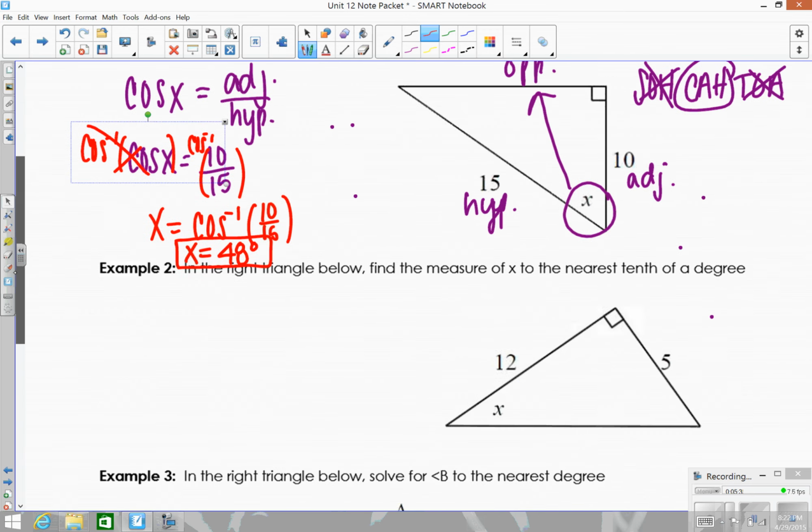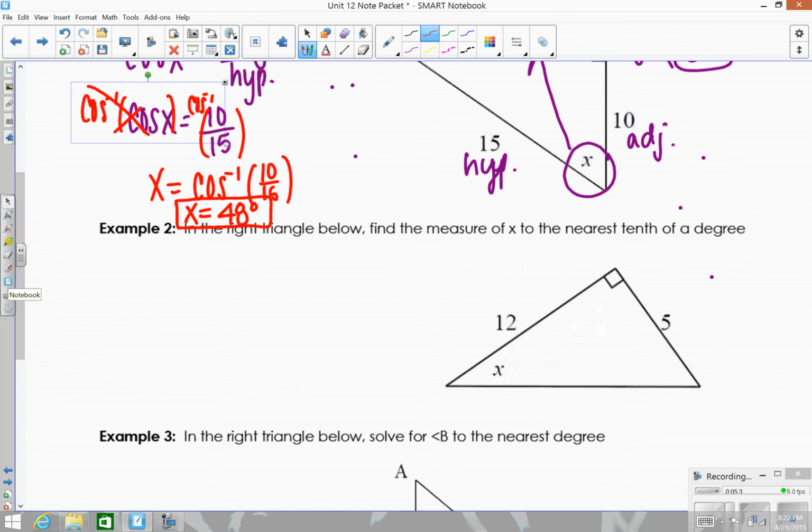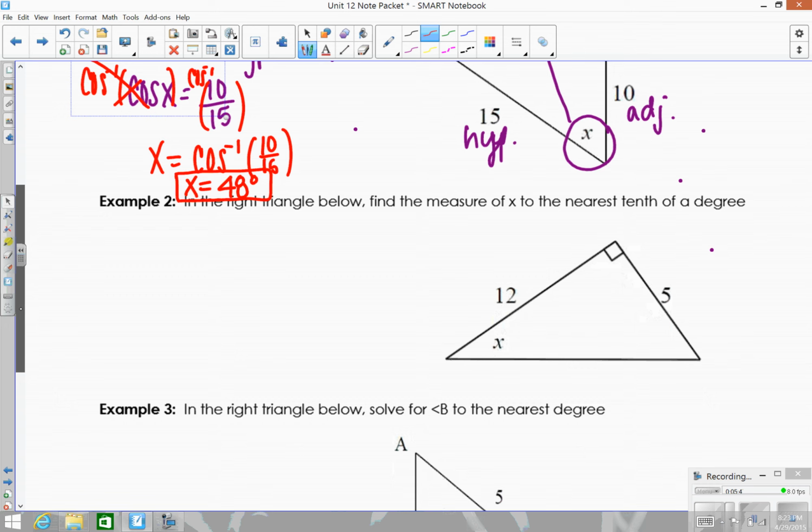Keep in mind, this will only work for right triangles because we're only looking at those trig ratios. They only apply, SOHCAHTOA only applies for right triangles. So this is only ever going to work in right triangles. So let's look at a couple more examples like this.